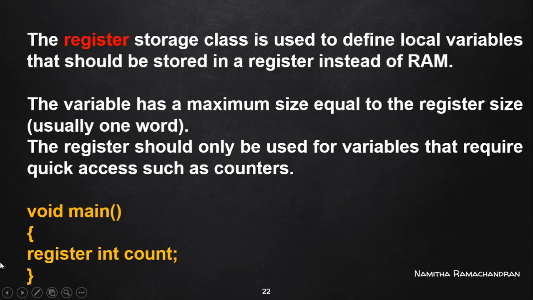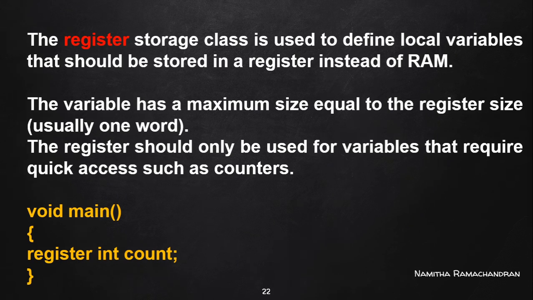The syntax is like this: register int count, the keyword register, then int count. From this the compiler identifies that here we need to allot space for a variable count in our register set, so that the processor can quickly access the value assigned to this variable in our program.